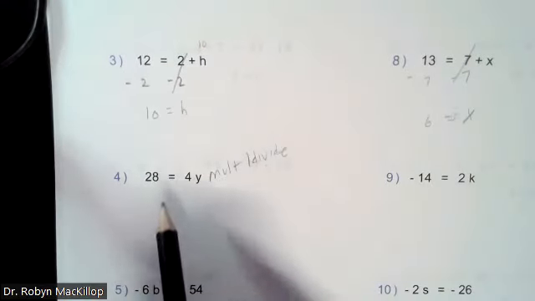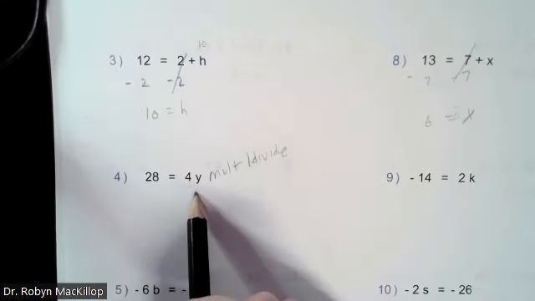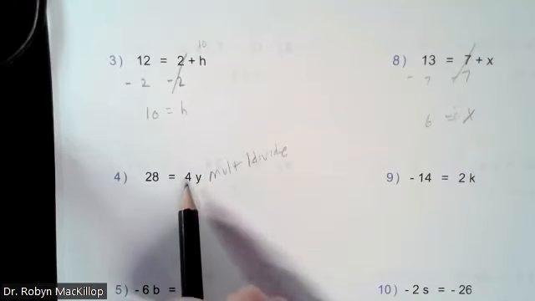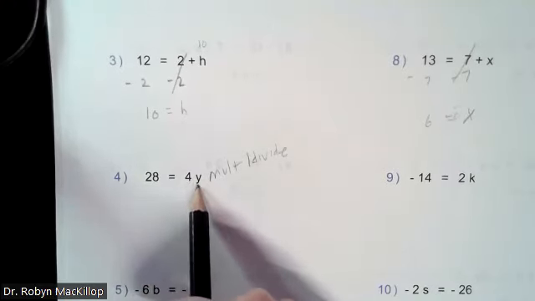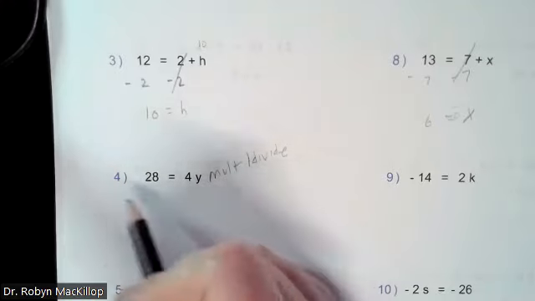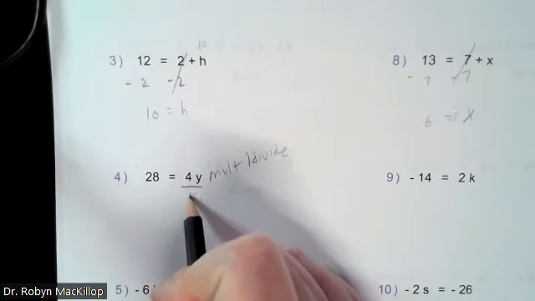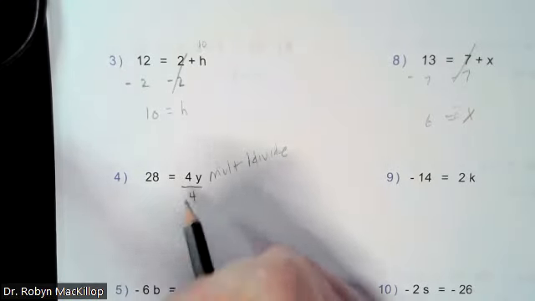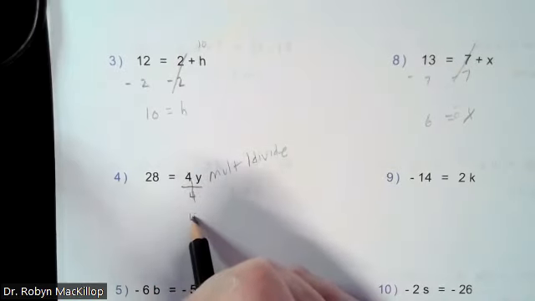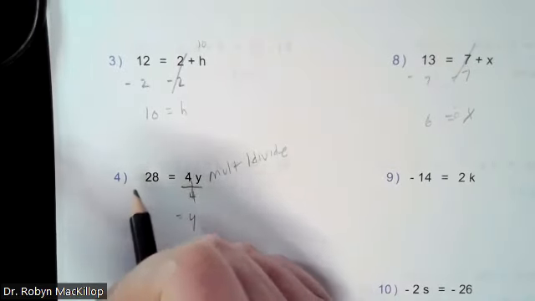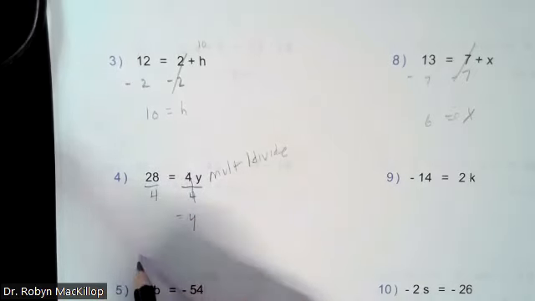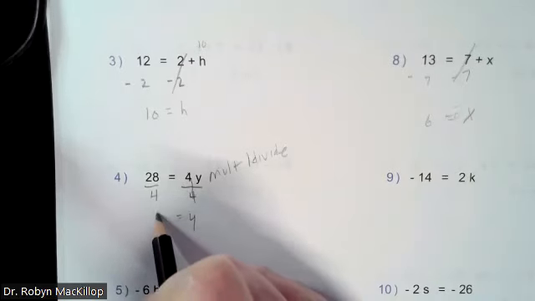And this is the same idea. We've got a number on one side, we've got a number and a variable on the other, and we only want a variable over here. Since this is 4 times y, we need to use division to get rid of the 4. So we're going to divide it out. 4y divided by 4 is just y. And we have to do the exact same thing over here. Divide 28 by 4, and that gives you 7.